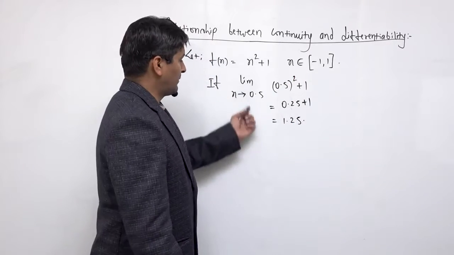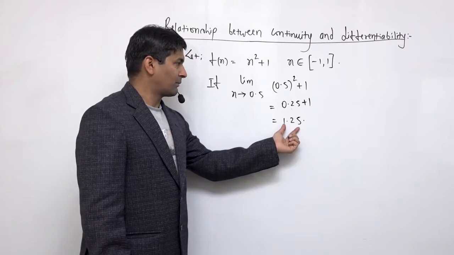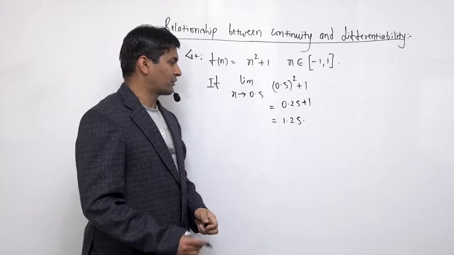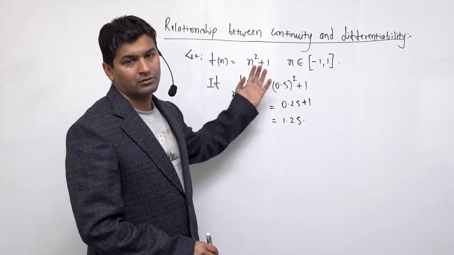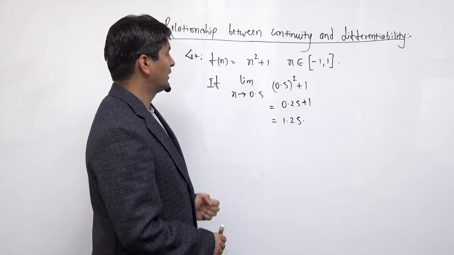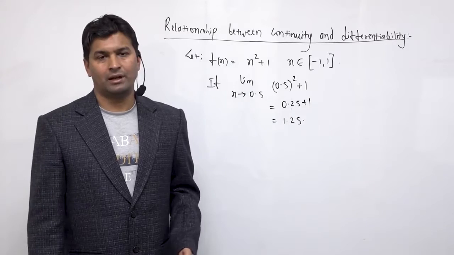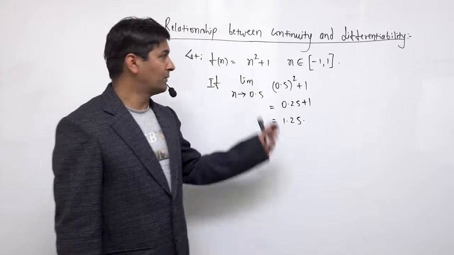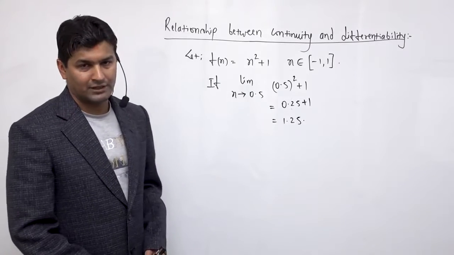-1 र 1 को बीचमा हामीले यो भ्यालु हाल्यौँ भने यसको भ्यालु चाहिँ 1.25 आयो. यो चाहिँ फंक्सन कन्टिन्युअस भयो एट द पोइन्ट 1.25. सो इट क्यान बी डिफरेन्सिएबल अल्सो. यसलाई हामी डिफरेन्शिएट पनि गर्न सक्छौँ. Function is continuous then it can be differentiable as well. That is the meaning of the relationship between continuity and differentiability.